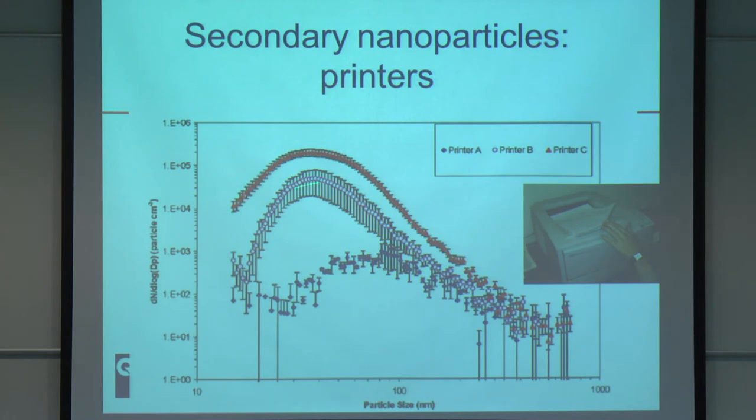And there are three printers, but if we focus on this, this was the high emitter. So we can see that the peak of this particle is here, below what we set our range of nanoparticles. So in most cases it was around 40, 50 nanometers. And these are secondary particles. They are not emitted by printers. They are formed in the air.